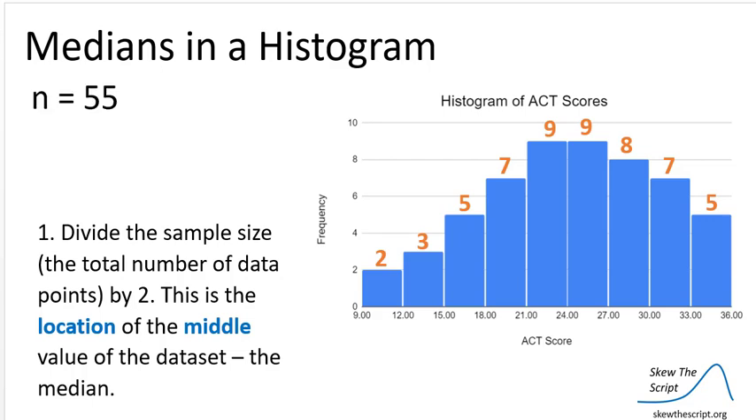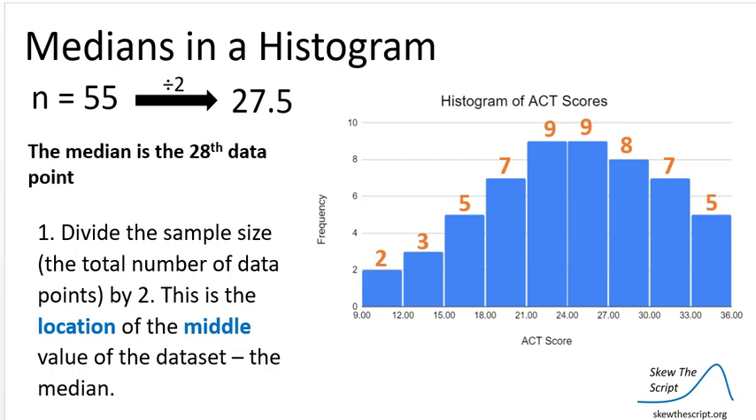What I mean by that is we're going to add up all these values that I just wrote. So 2 plus 3 plus 5 plus 7 plus 9 plus 9 plus 8 plus 7 plus 5. And when I add all those numbers up, I get 55. This means that the middle value occurs at 27.5, so somewhere between 27 and 28 numbers past my starting number.